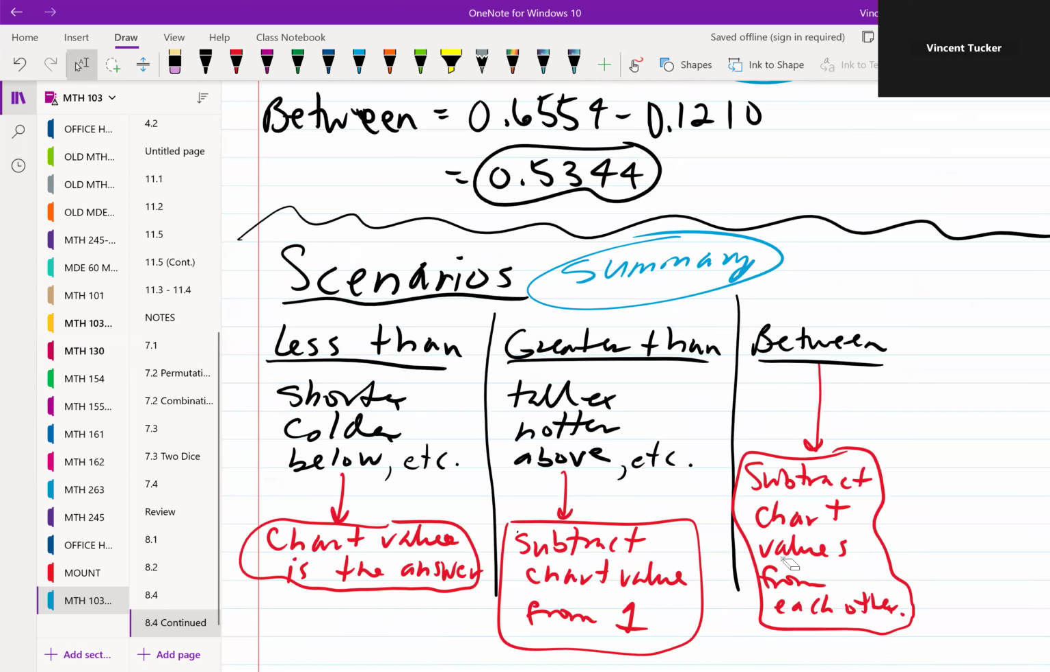Greater than, taller, higher, above, that lets us know that we need to take our chart value and subtract it from 1. And then as far as between is concerned, the only word I could think of for between is between. And we would take our two chart values and subtract them from each other. So those are your three scenarios.